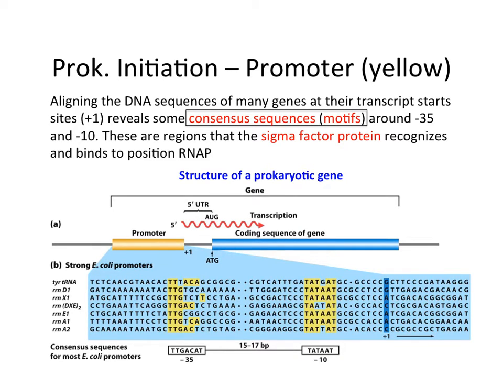And that starts at the promoter region. And so this is in the promoter region. So sigma factor binds the promoter. Sigma is a protein that recognizes this promoter sequence, what's shown in yellow.